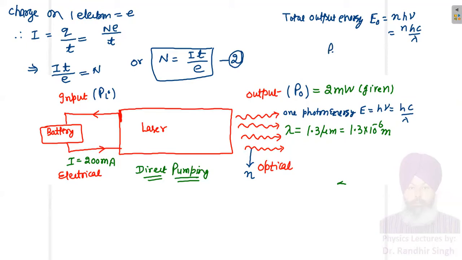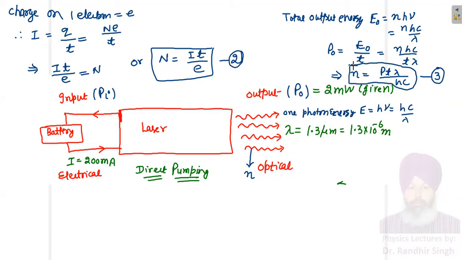And you know that power is given by the rate of emission of energy. So output power will be E0 upon t, so it will be nhc upon t and lambda. If I cross multiply, I will get small n equal to P0 t lambda upon hc. This will be my equation number 3. I guess you can understand up to this point. Now we have found the values of small n and capital N.